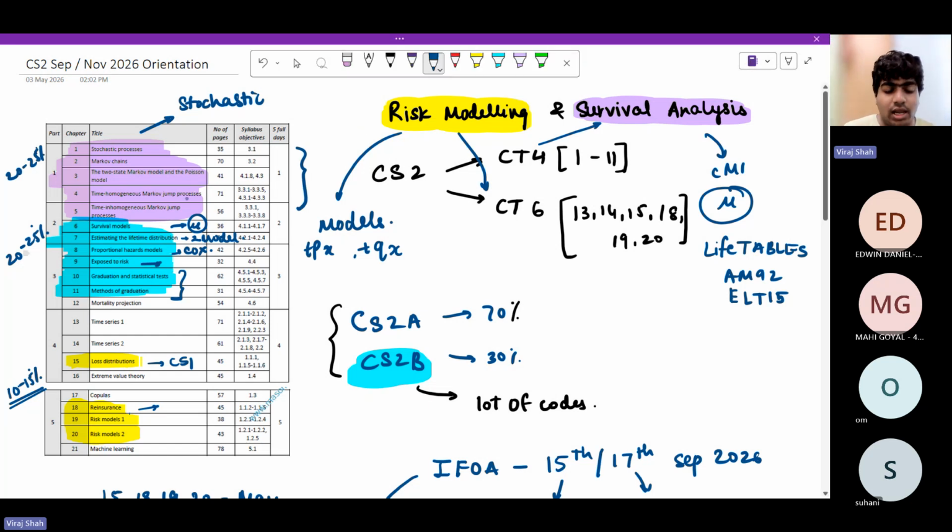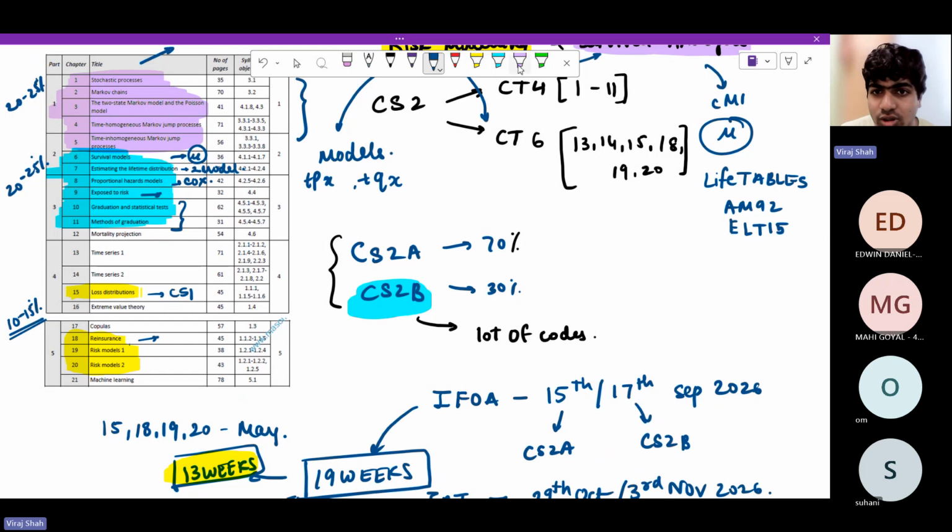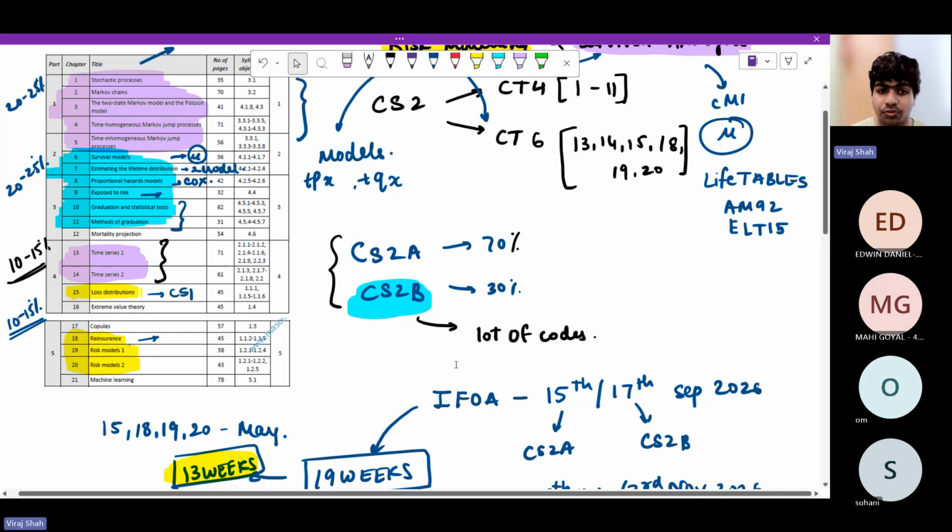Okay. Then talking about the next set of questions. I'll just use purple all over again. Chapters 13 and 14, time series. This is by far my favorite chapter. After 9, I would say 13, 14 is my most favorite chapter. This chapter standalone has a 10-15% weightage.